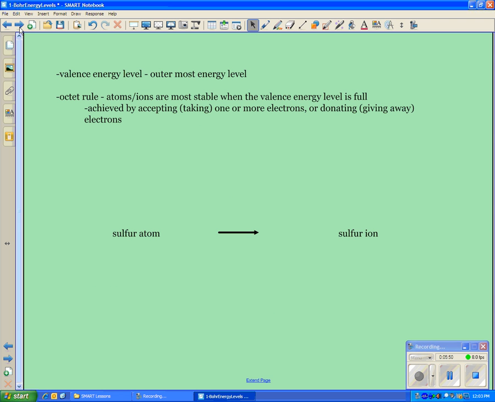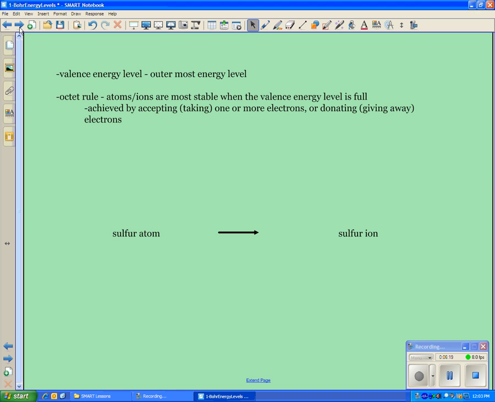Some other terms you should be aware of are valence energy level, which is referring to the outermost energy level in a diagram, either in the Bohr or energy level diagrams, and the octet rule. The octet rule says that atoms or ions are most stable when the valence energy level is full. This is achieved by taking or accepting one or more electrons, or donating or giving away electrons.